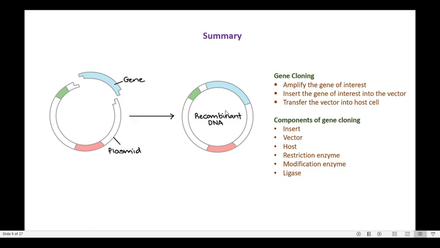So the components of gene cloning are the insert, vector, host bacterial cell, restriction enzymes, modification enzymes, and ligase. In this video, we have seen the basics of gene cloning. In the next video, we will see more about transgenic microbes and transgenic plants.